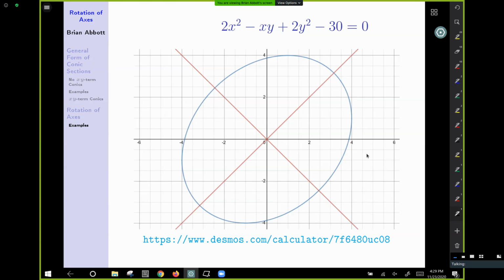So that's a bit. Let's just dive in and have an example of it. And so 2x squared minus xy plus 2y squared minus 30. None of those shortcut rules apply here. That's a lie. We have both positive. Yeah. Never mind.